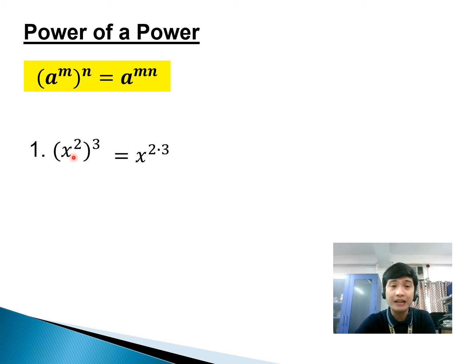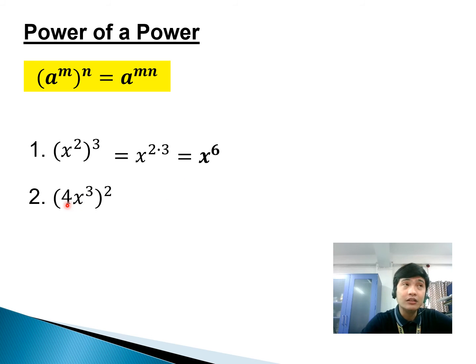So, ang gagawin po natin doon, we copy the base and we multiply their exponents. Okay? Exponent sa loob multiply doon sa exponent sa labas. So we have x raised to 2 times 3. Simplifying this further, our answer is x raised to 6. That is number 1. Let's have another example.